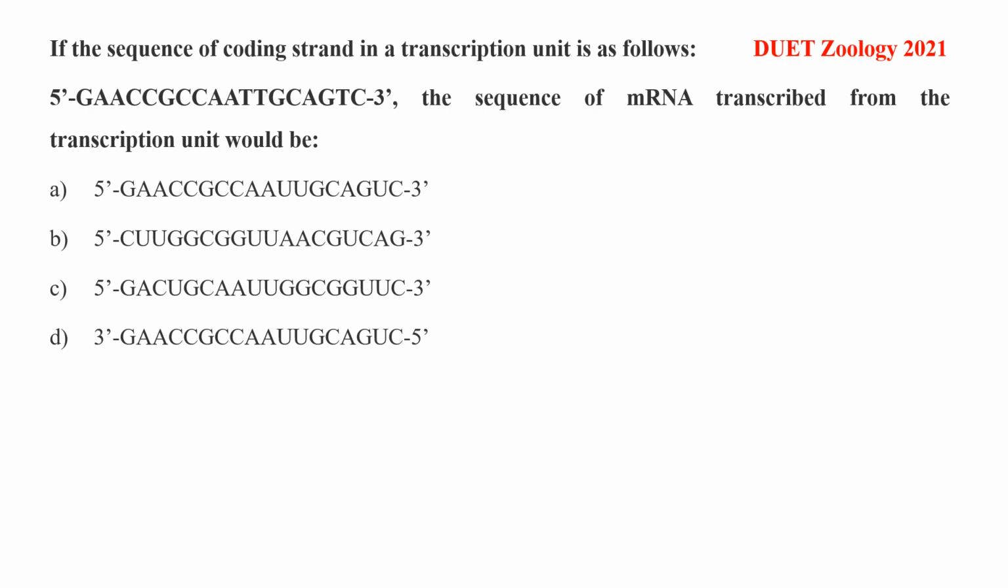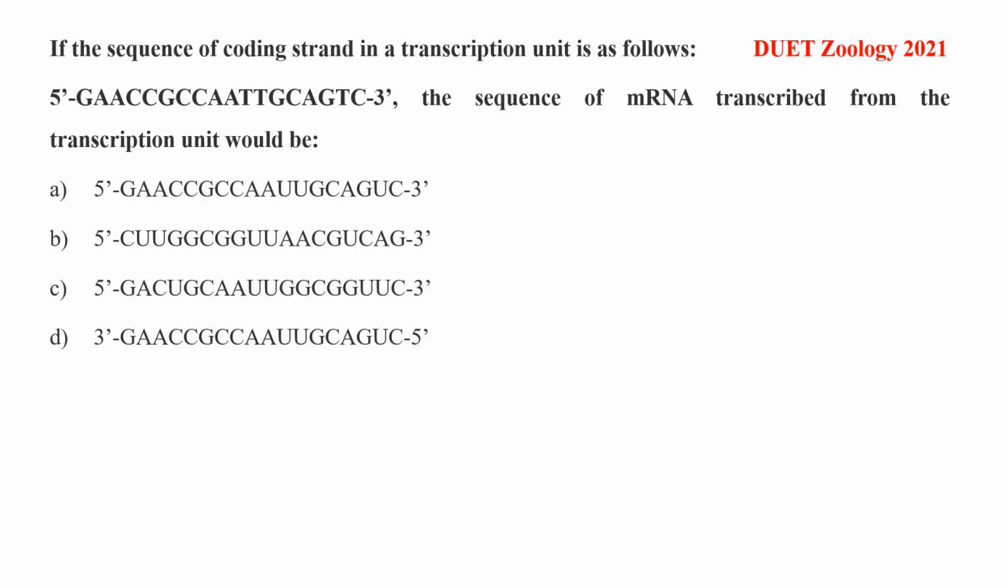If the sequence of the coding strand in a transcription unit is as follows, where the sequence is given, the sequence of mRNA transcribed from the transcription unit would be. So here there are 4 sequences which are given, and we have to predict what would be the sequence of mRNA if the sequence of a coding strand is given.